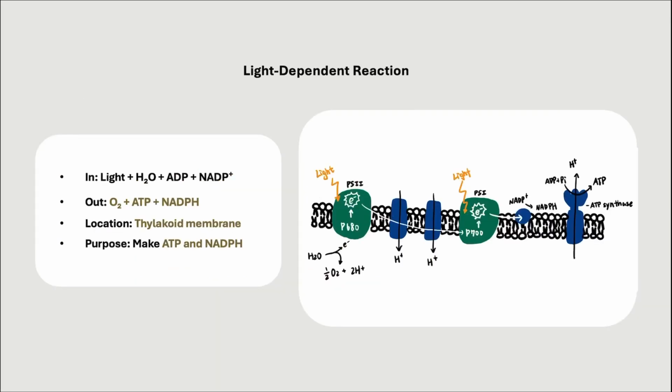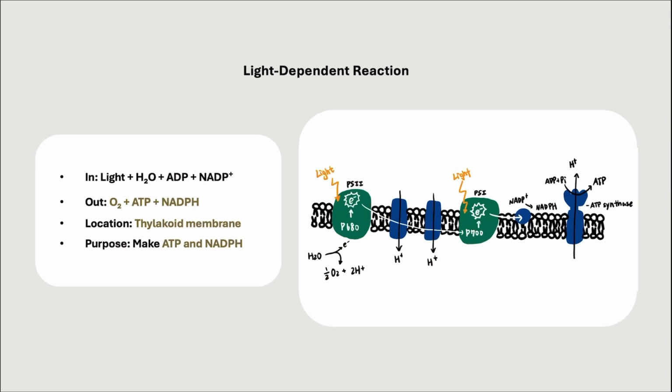Now let's start with the light reactions. They happen on the thylakoid membrane, and the inputs are light, water, ADP, and NADP+. The outputs are oxygen gas, ATP, and NADPH. These reactions capture sunlight and turn it into usable energy in the form of ATP and NADPH.